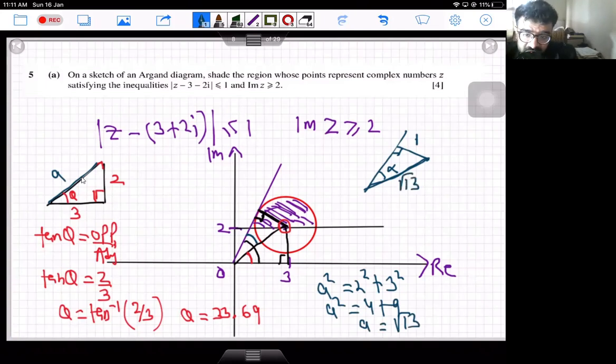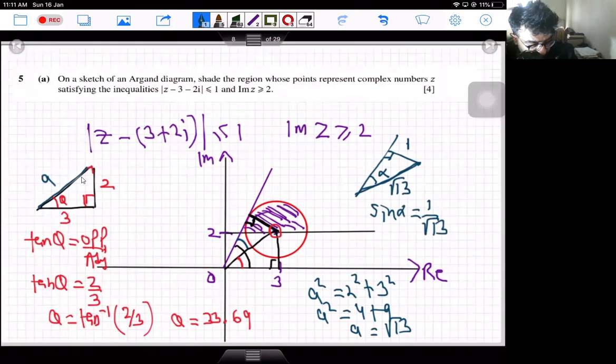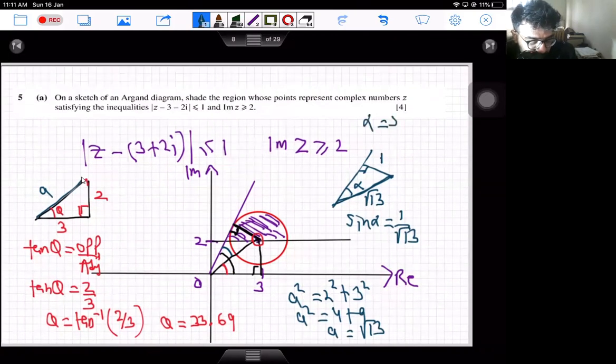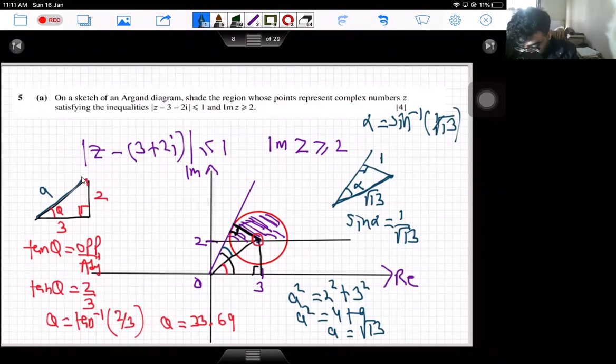So in order to find this angle alpha, opposite over hypotenuse, sine alpha will be equal to 1 divided by under root of 13. Therefore alpha will be equal to sine inverse 1 over under root of 13. So what is sine inverse 1 over under root of 13? This is supposed to be 16.10. So alpha is equal to 16.10.